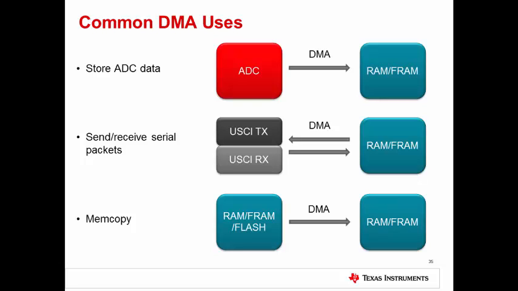A third example is memcopy, which is usually performed by doing a loop in software. Current compilers are very efficient, but if we consider that the DMA takes only 2 cycles per transfer, then we can see the advantage, especially for large transfers.